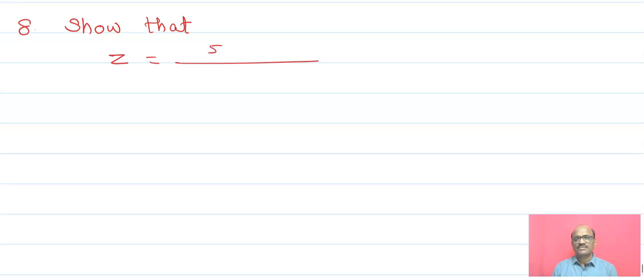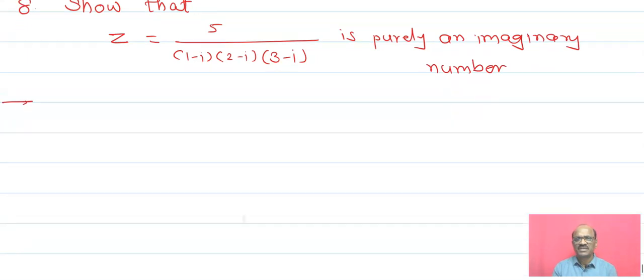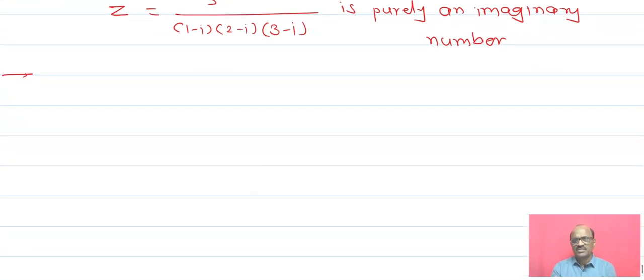Now show that Z is equal to 5 upon (1 minus i)(2 minus i)(3 minus i) is a purely imaginary number. This is very simple. This type of example we have also solved in our exercise.